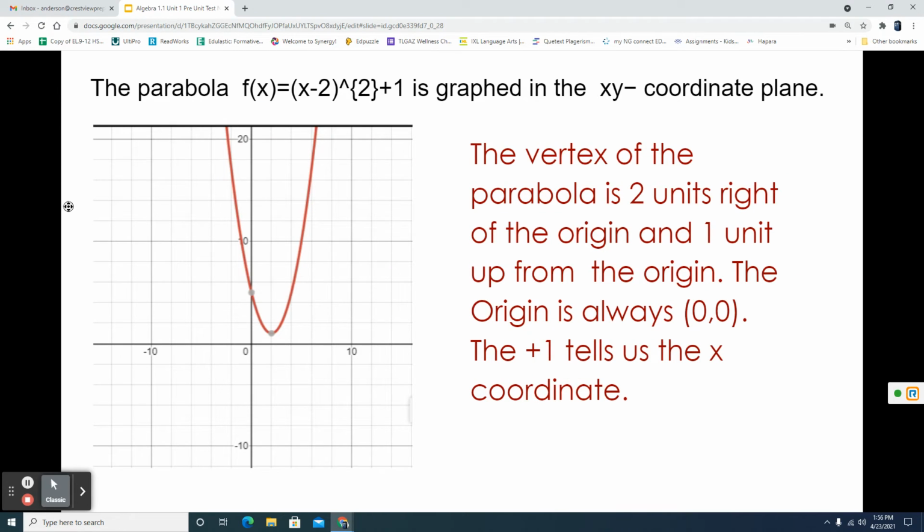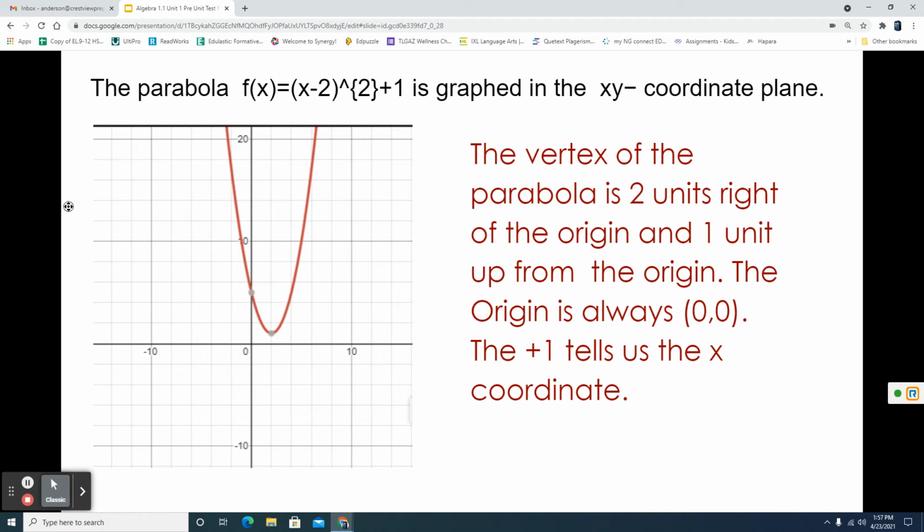This parabola, that's our little U shape, f of x equals x minus 2 to the second power plus 1, is graphed here on our xy coordinate plane. Now, our vertex of our parabola is 2 units right of the origin and 1 unit up from the origin. The origin is always 0, 0, and that plus 1 tells us the x-coordinate. Remember, x runs left to right, y runs top to bottom.